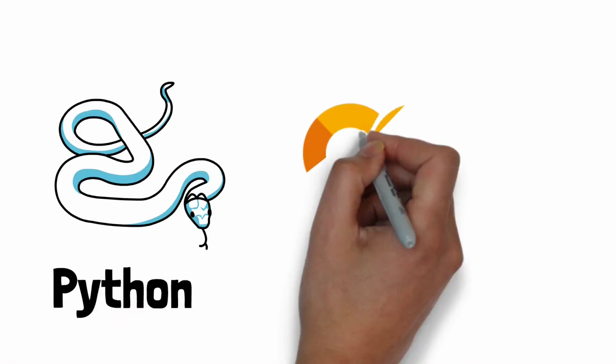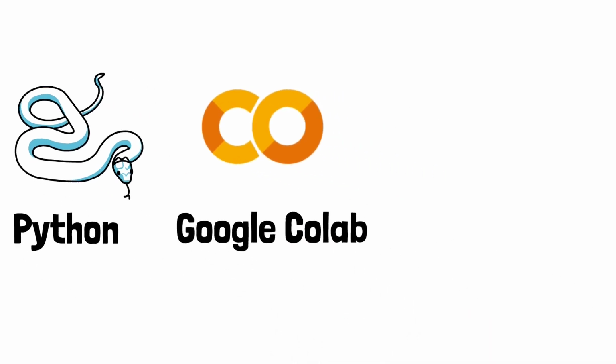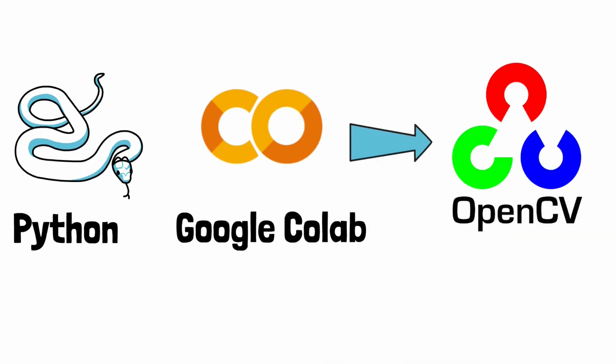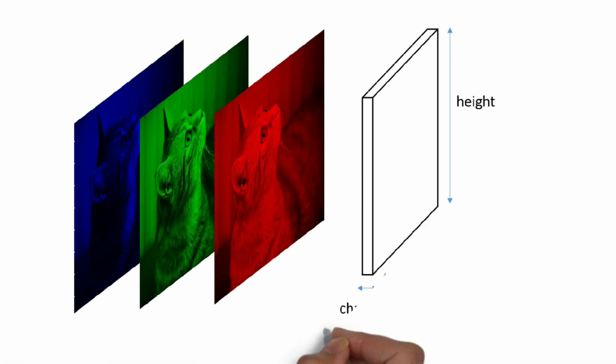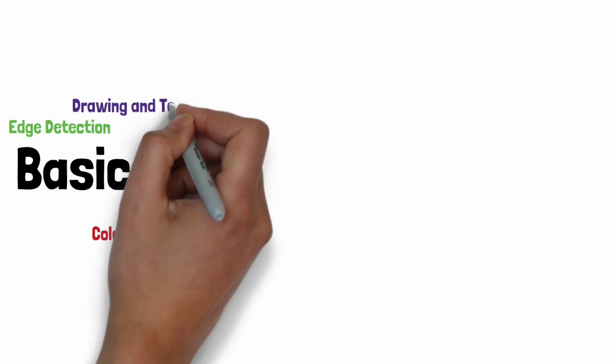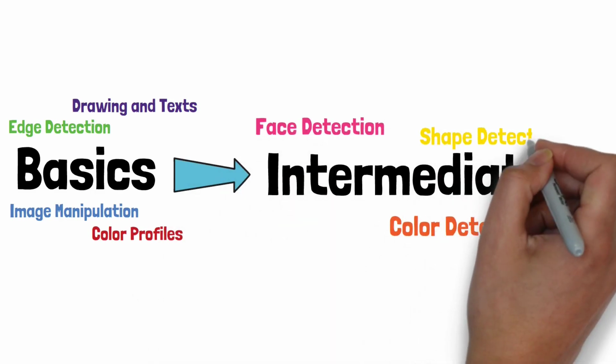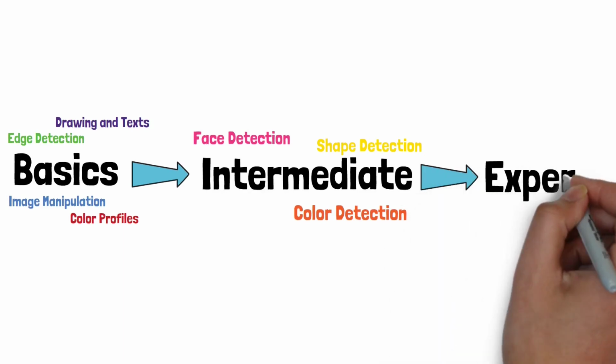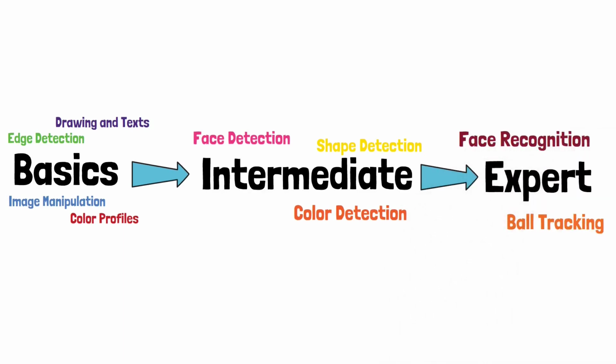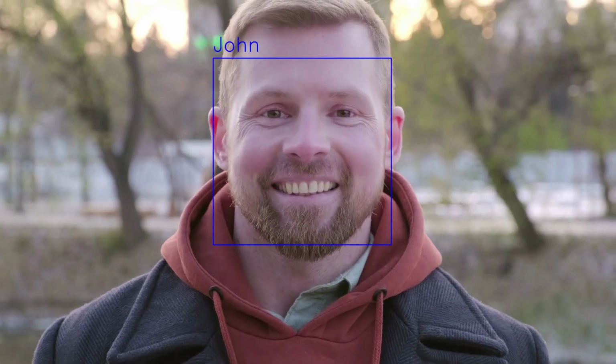Here we'll be using Python in Google Colab to create OpenCV projects, understanding the basics of OpenCV. We will understand the color profiles, doing edge detection, image manipulation. These are all simple applications of OpenCV, and then gradually move into the intermediary applications like color detection, writing, drawing, shape detection. We'll also try to do some projects using the knowledge that we have amassed in this particular tutorial to create ball tracking, face recognition, and so on.